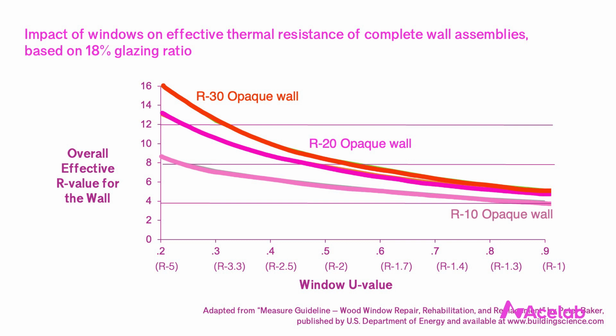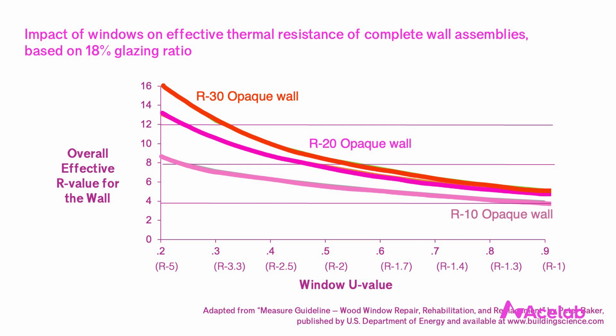The graph plots the overall effective R value for the wall, including the windows. That's on the vertical axis. And the overall performance of the walls is based on how good the windows are, which is on the horizontal axis. Each line represents a different wall. Again, all of them are 82% opaque and 18% glass. The top red line is an R30 opaque wall. The hot pink line is an R20 wall, and the light pink line is an R10 wall.